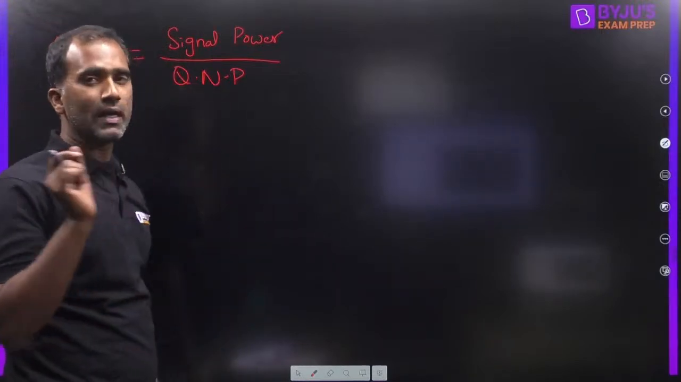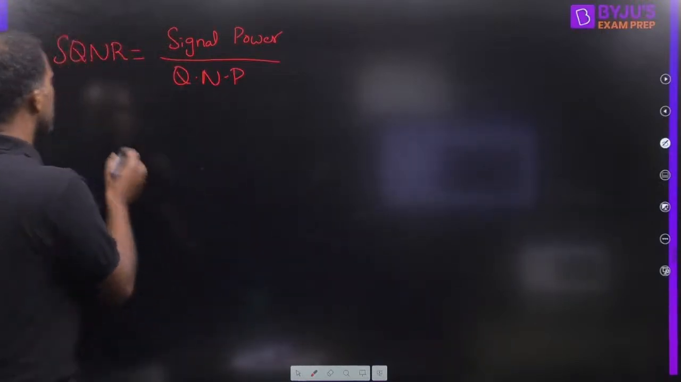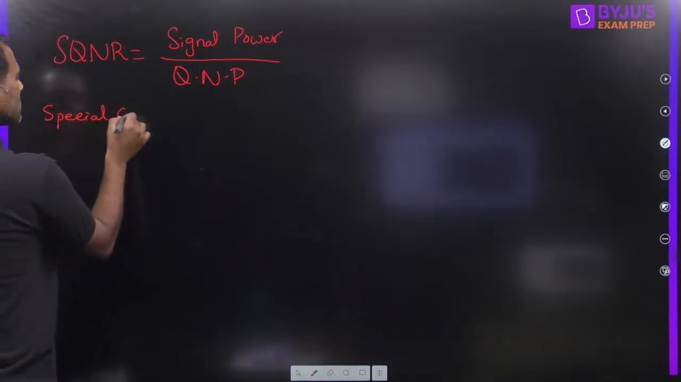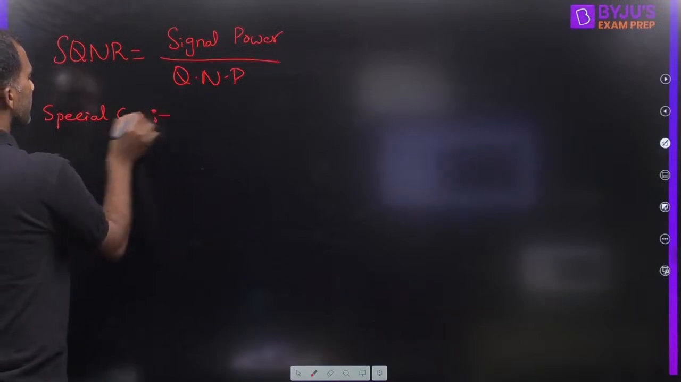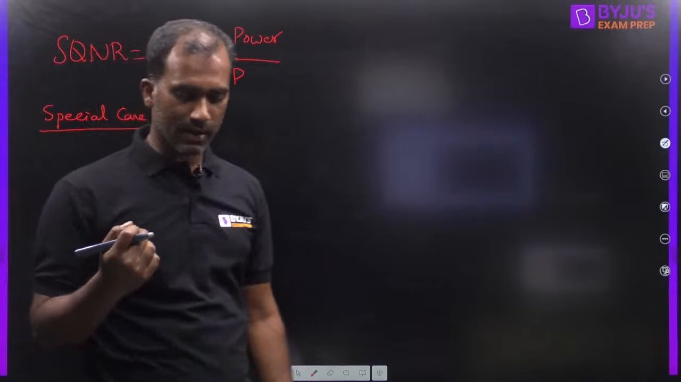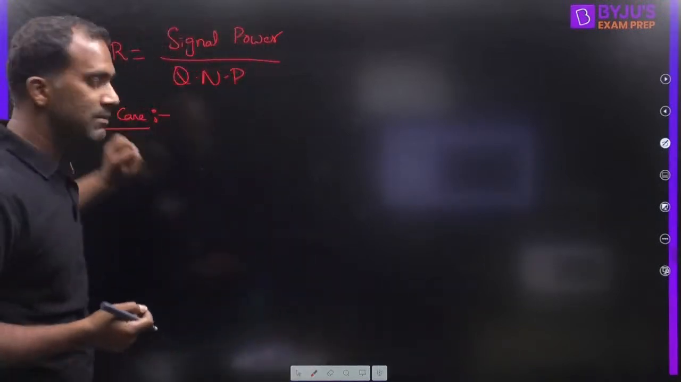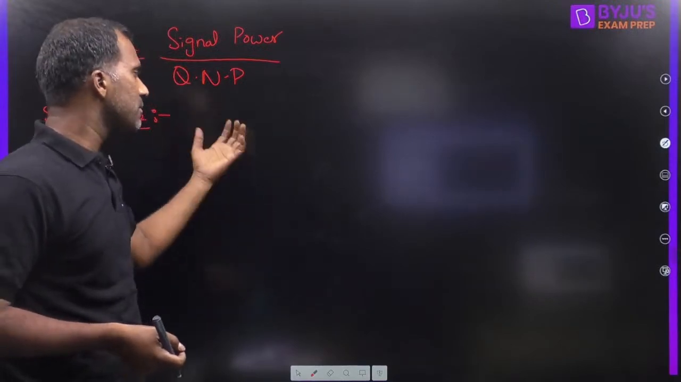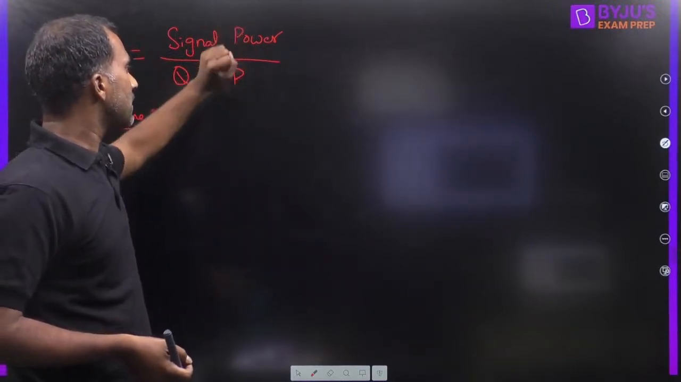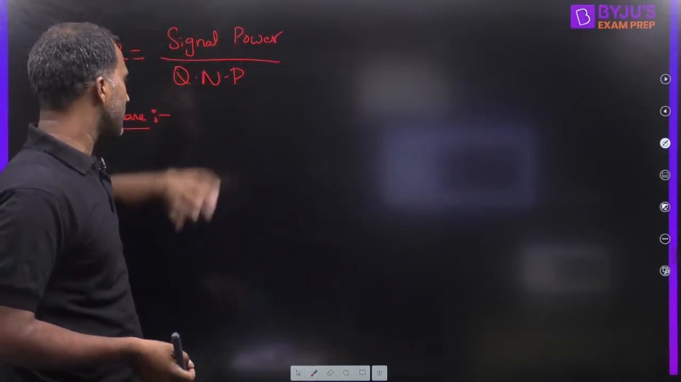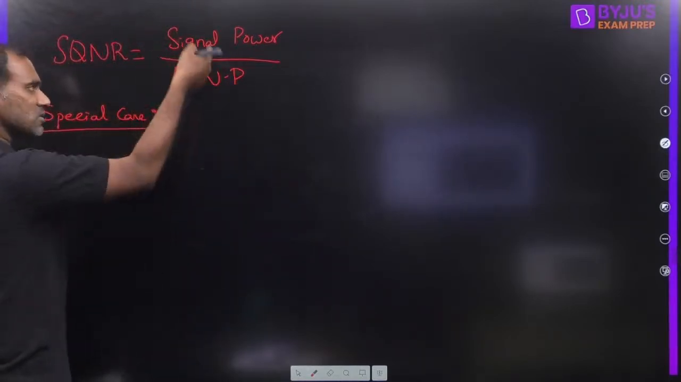So I'll take one special case. Let's find SQNR of one special case. If the question given in the exam is different from this case, then you have to solve it separately. Whatever procedure we're going to follow now, the same procedure you can follow to find signal power and quantization noise power separately, and then find SQNR. Simple. You can find this, and divide it. In the special case also, I'm going to do the same thing.